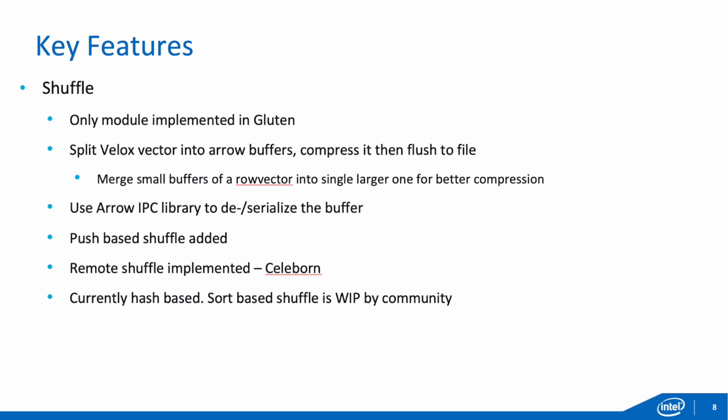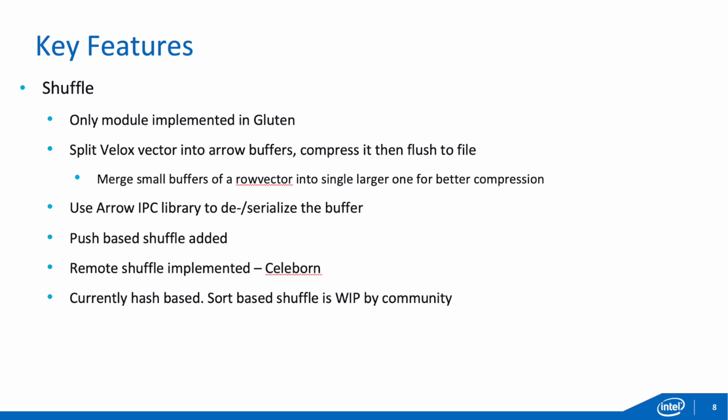And we use RPC libraries to deserialize the buffer today. Push-based shuffle is already implemented in Gluten, and the remote shuffle service, Celeborn, support is there. Currently the shuffle is still hash-based in Gluten, whereas Spark uses sort-based shuffle. The hash-based shuffle has a big issue, which is memory allocation: you need to allocate the memory before you shuffle and fill the data in it. But sort-based shuffle doesn't need that.